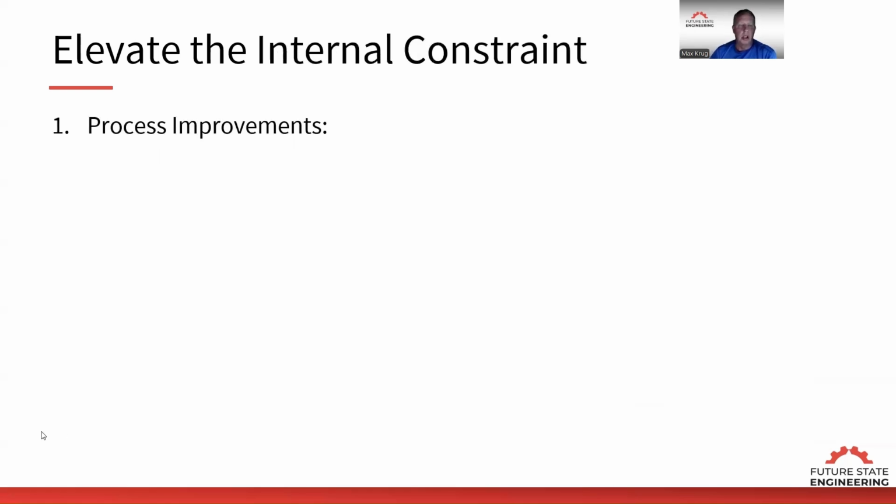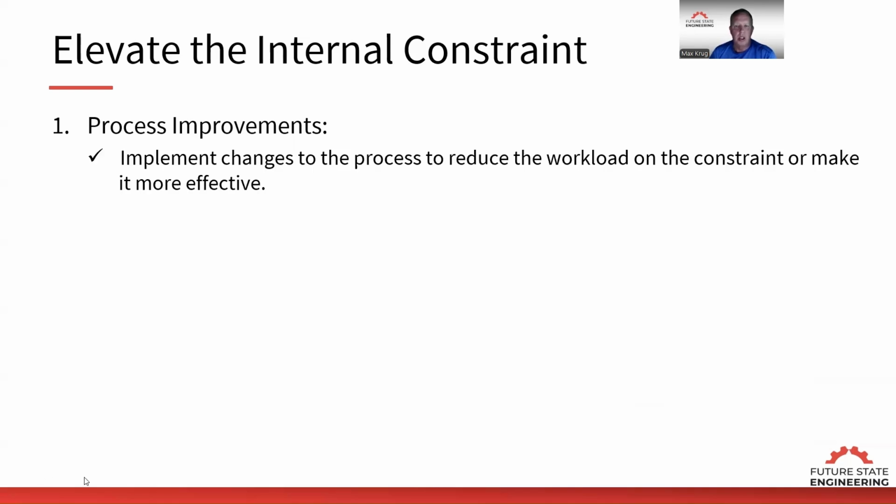So the first thing we want to do is look at the constraint and say, can we make process improvements? So can we take actions to reduce the workload or make the constraint more effective? So my three-step process there is eliminate. Can we eliminate the activities that resource is doing? Can we integrate those steps with another resource upstream? Or can we simplify the activities that resource is doing? So those are the three things we want to look at for process improvement.